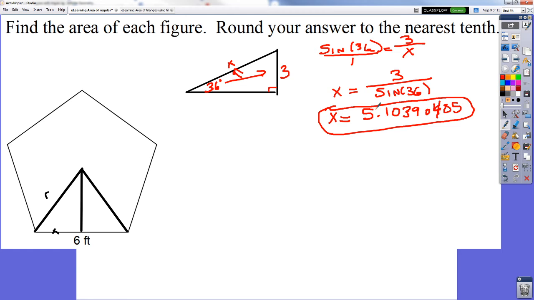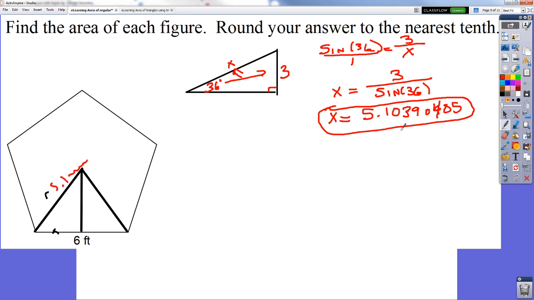Luckily, it's saved in your calculator. You can use the answer button and it'll save some of the heartache. But if you do not, and you have to type it in two whole times, that is okay. I'm willing to make that sacrifice for you. So now that we have our radius, this is our radius, right? 5.1 something.